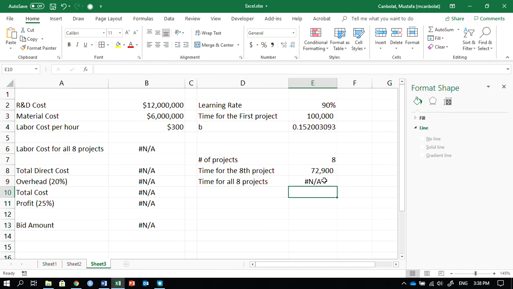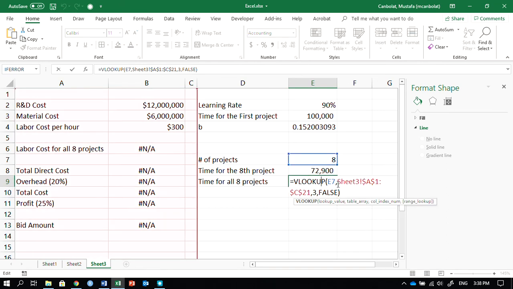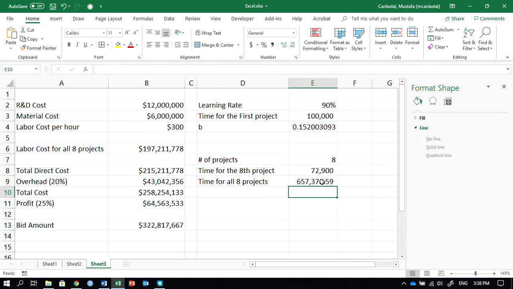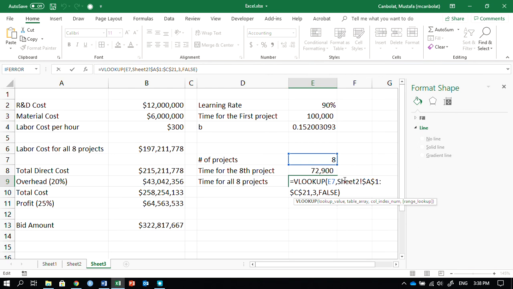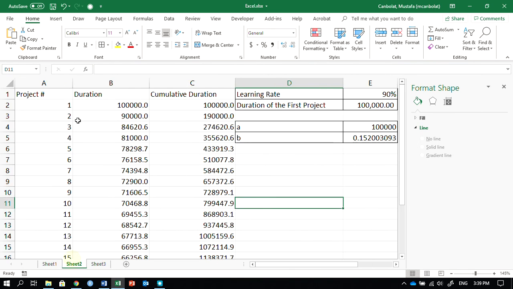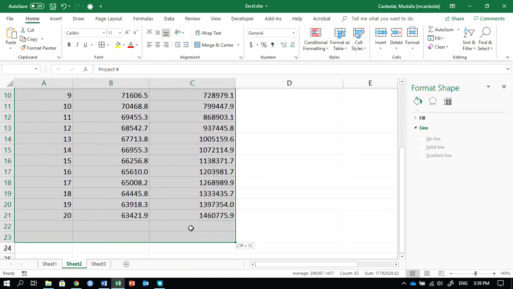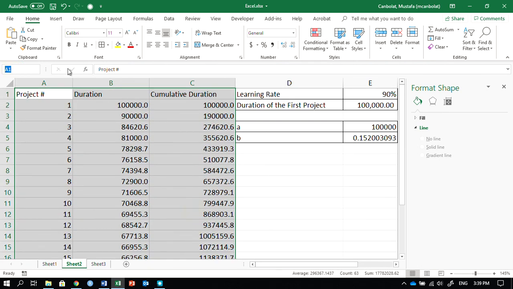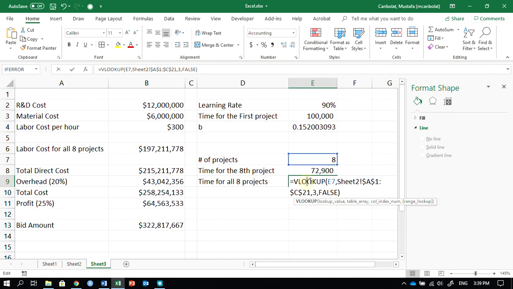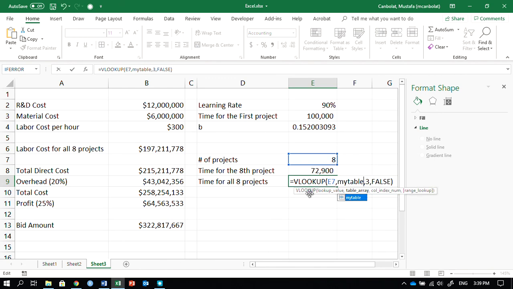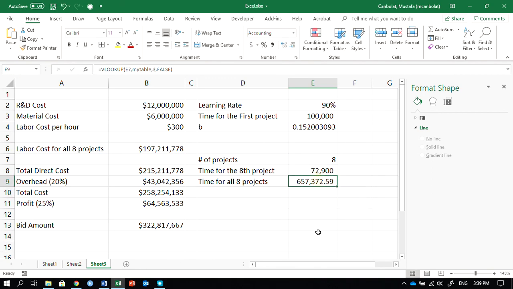And once we're done, time for all 8 projects, we'll find for E7 under sheet 2. Let's just not sheet 3. I don't know why it just changes. And 657. If you don't want to put something like this, instead of referring there, you can highlight this range and name it my table, okay? And then you can go back to here, and instead of putting that sheet there, just call it my table, and voila. Now you have the time for all 8 projects.